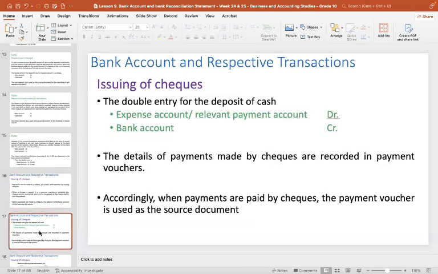So in issuing checks, the double entry is as follows. Expense account and the relevant payment account we are debiting, bank account we are crediting.